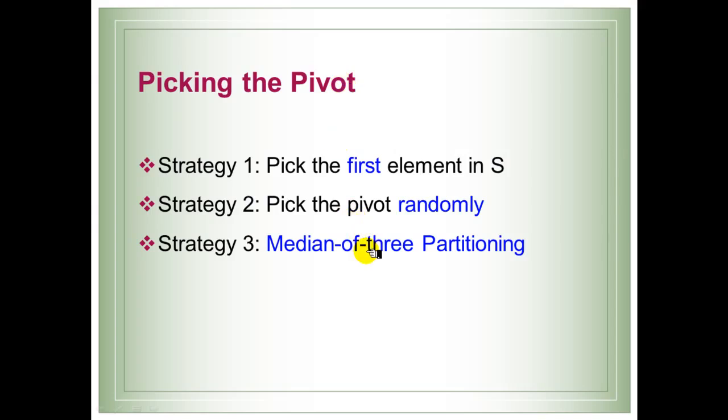There are three strategies for picking a pivot element. First, in general, the method used is the first element in an array will be taken as a pivot element. The second strategy is randomly we can choose our pivot element, and the third strategy is median of 3. That is, we take the first, middle and the last element. Out of these 3 elements, we take the median of the 3 elements.